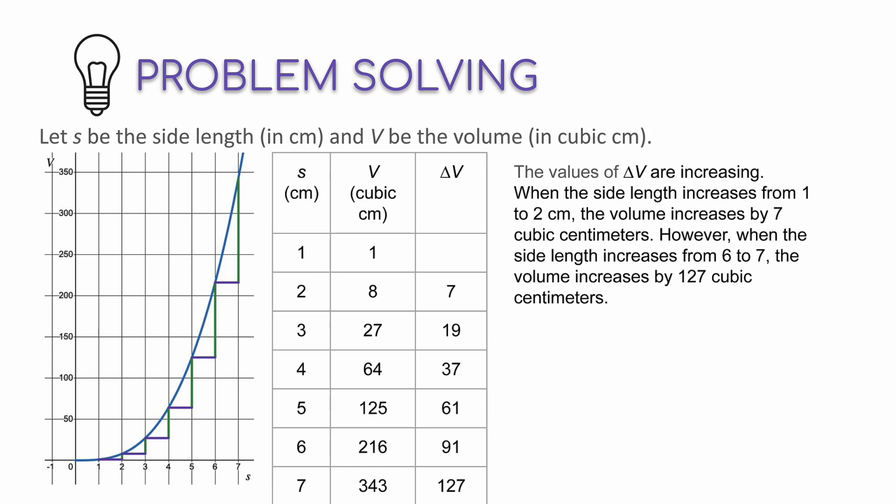We begin by calculating delta V. Between 1 and 2 centimeters, the change in V is equal to 8 minus 1, which equals 7 cubic centimeters. For 2 and 3 centimeters, delta V is 27 minus 8. We get 19 cubic centimeters, and so on down the line. The values of delta V are increasing. When the side length increases from 1 to 2 centimeters, the volume increases by 7 cubic centimeters. However, when the side length increases from 6 to 7 centimeters, the volume increases by 127 cubic centimeters.